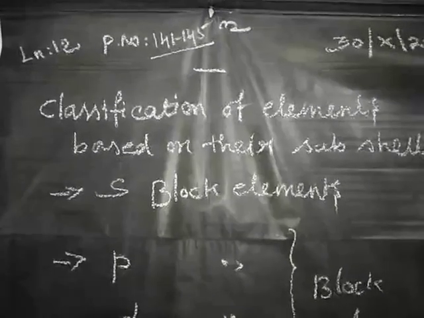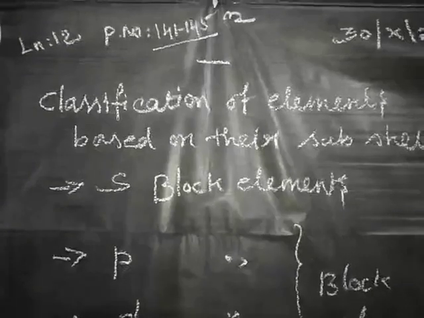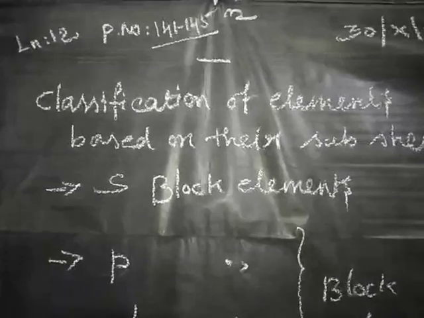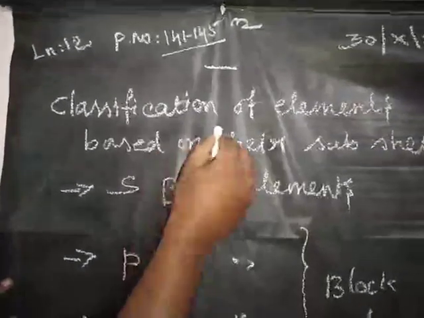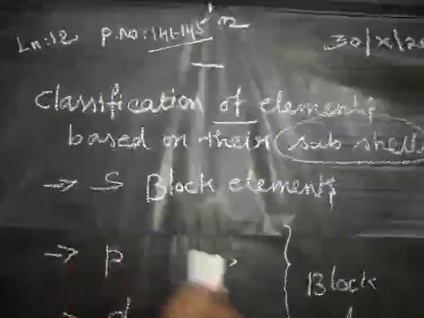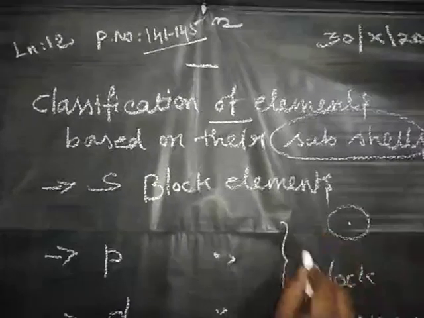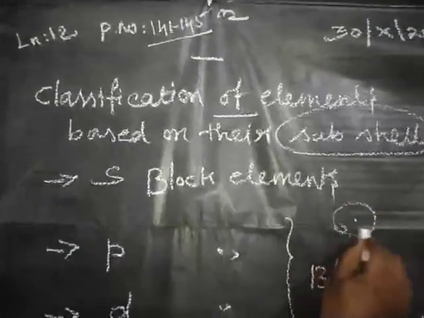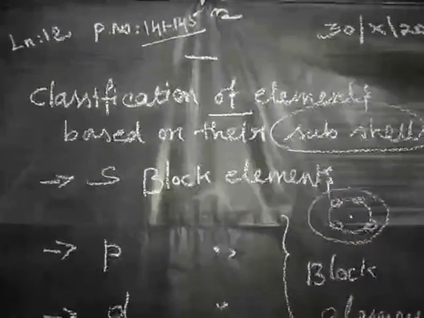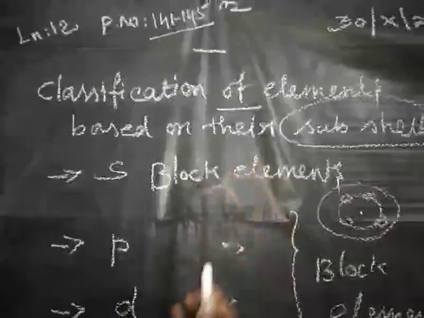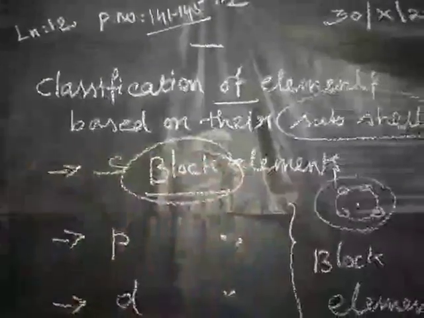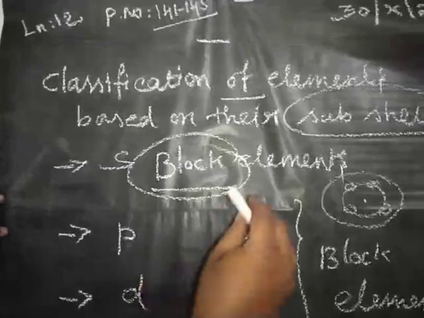So what is the definition of the modern periodic law? The physical and chemical properties of the elements are based on their atomic number, not on atomic masses. The second classification of elements is based on their subshells. Around the atom, the electrons revolve in shells, and each shell contains subshells. Based on the subshells, the elements are classified into 4 blocks. Block means a particular area.